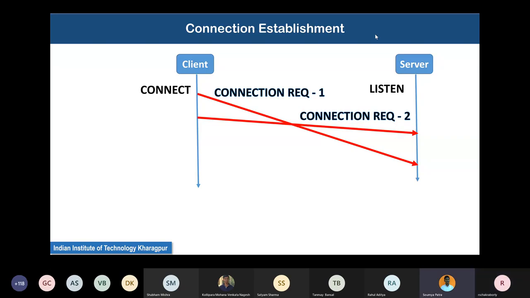The two connection requests might have a gap, like if the gap is within that time limit, then it will consider it as one request. Okay. The server can maintain the state. Yeah, the server can maintain the state about a client that it already has sent the acknowledgement for its connection, so it will not accept any other new connection until the disconnection request has come.